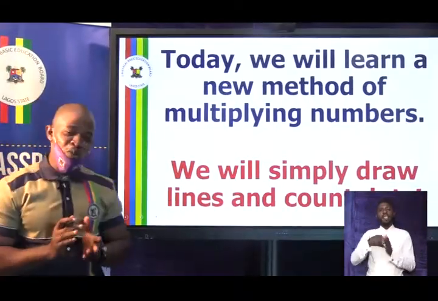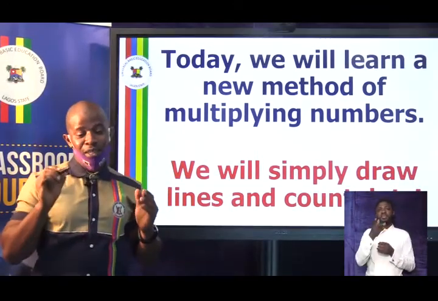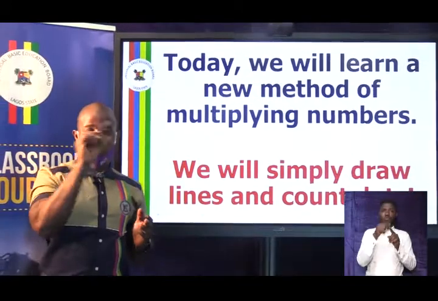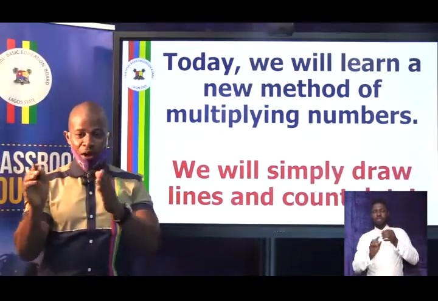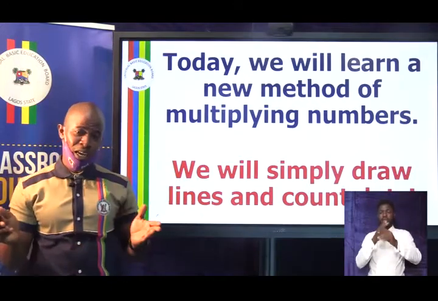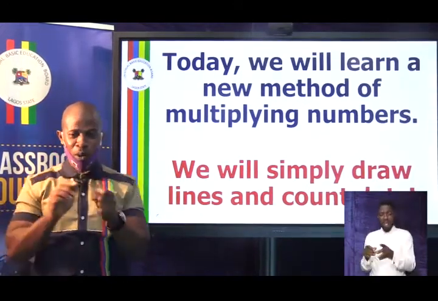Today we will learn a new method of multiplying numbers. I mean, there's this method we are taught where you have to write one number below another, and then you have to start arranging, and then you add everything. And sometimes even I as a teacher, I get confused. Do I put it under this one or do I put it under this one?